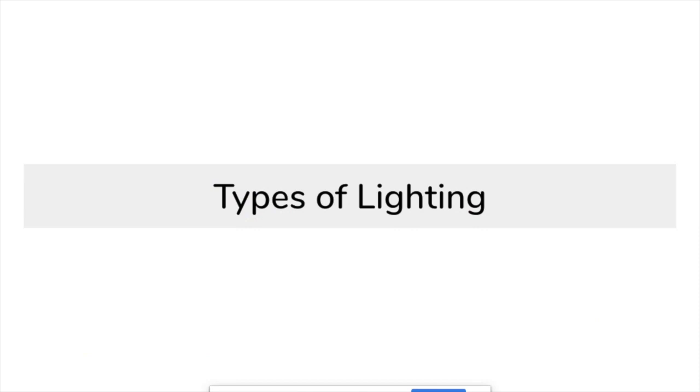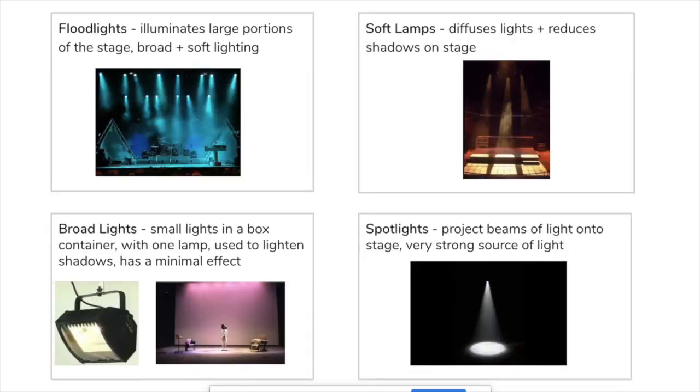So there's obviously a lot of different types of lighting, but I'm going to talk about the four main ones. So first is floodlights, which illuminate very large portions of the stage. We have these in the black box at school, and these are probably more commonly used, and it's soft, so it's not super bright and in your face. We more use it to give a soft, not so dramatic effect.